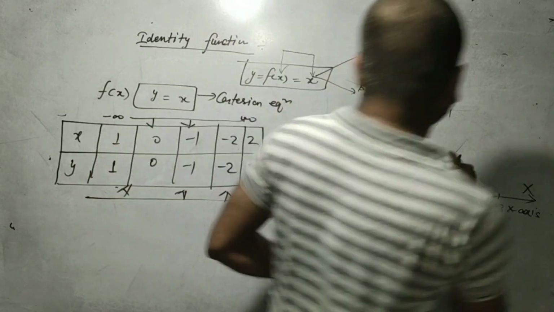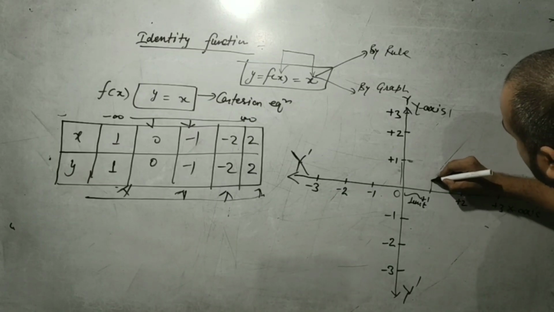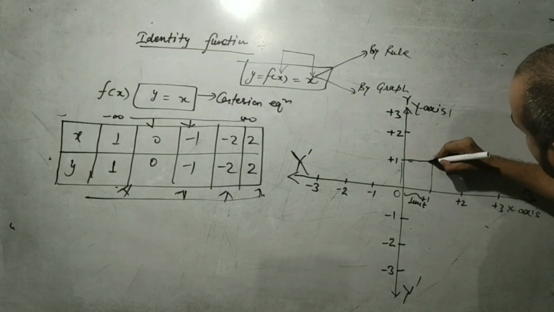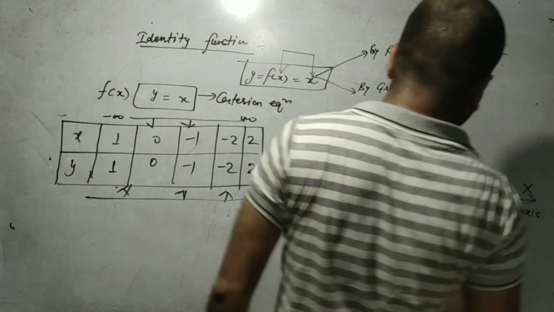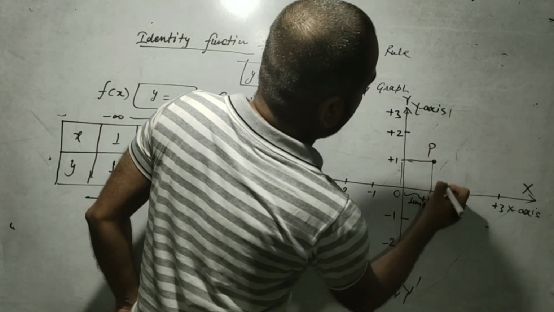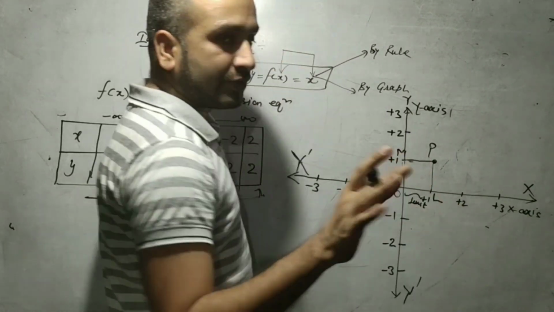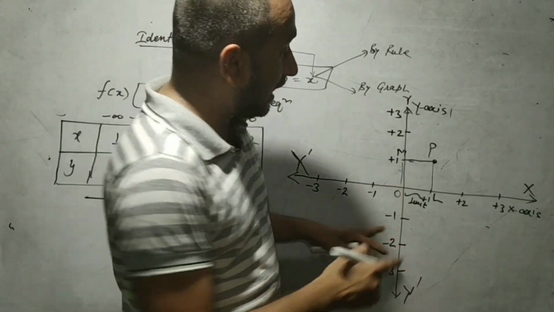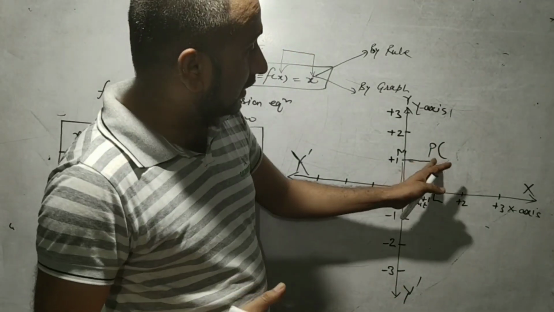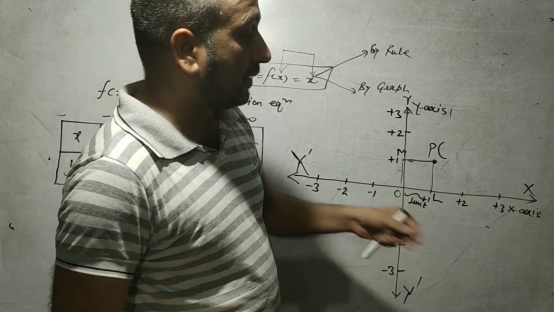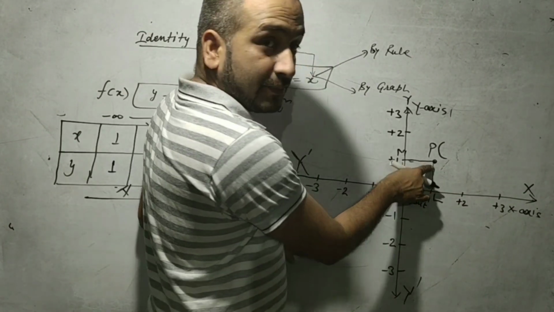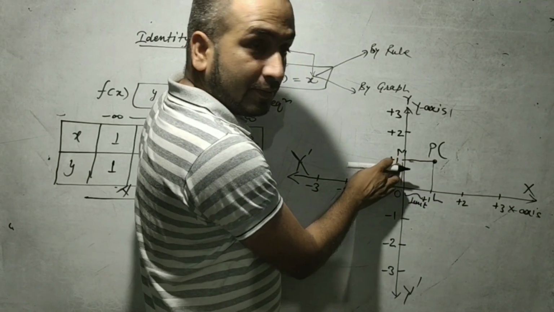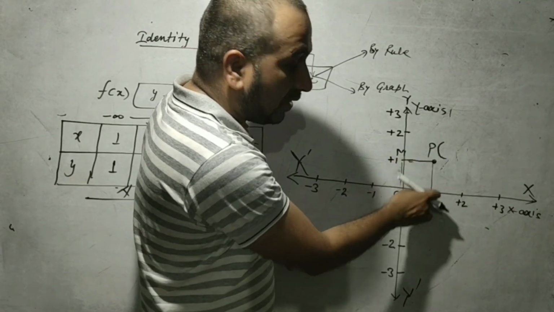In this way, the graph should be clean. Suppose this point is the point P. Students, at first you will write the coordinates in ordered pair form. At first you will represent the distance in the positive direction of the x-axis. Here, the point P is perpendicular on the y-axis, but we will measure along the x-axis.